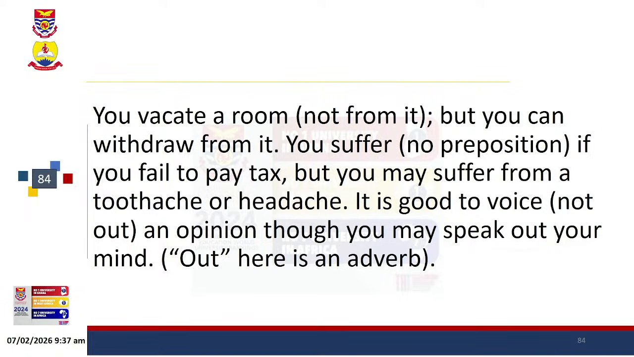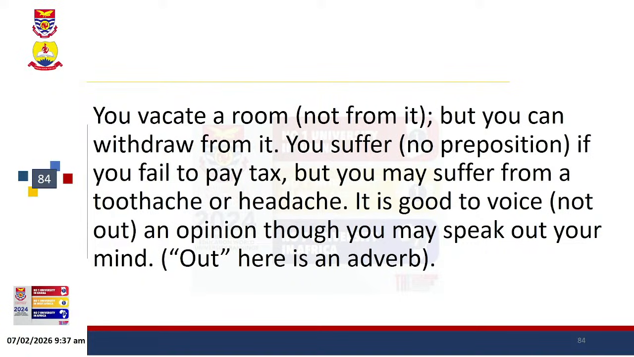You suffer if you fail to pay tax, but you may suffer from a toothache or a headache. Okay, so you suffer a penalty, no preposition, but we can also say you may suffer from a toothache or a headache. It is good to voice an opinion.